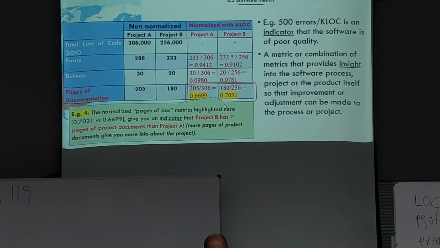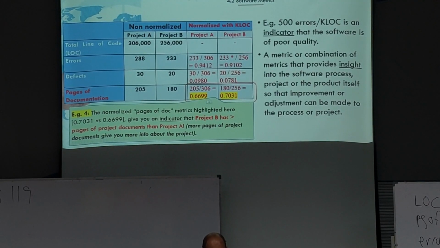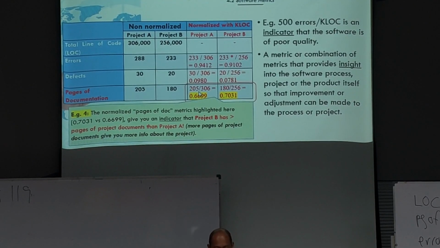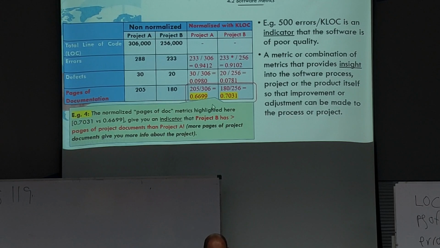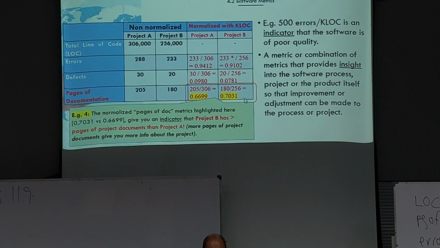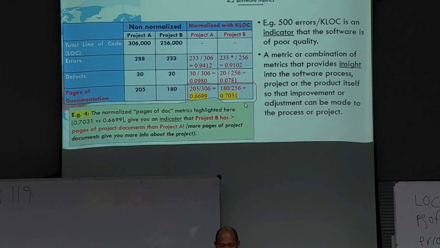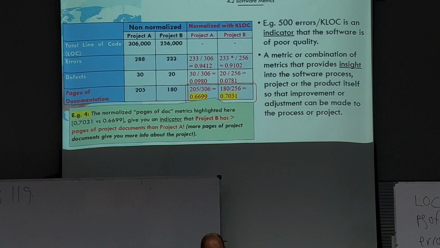Okay, so look at the pages of documentation. Project A, pages of documentation per 1,000 lines of code is 0.6699. Project B is 0.7031. So this shows that project B has more pages of documentation than project A.